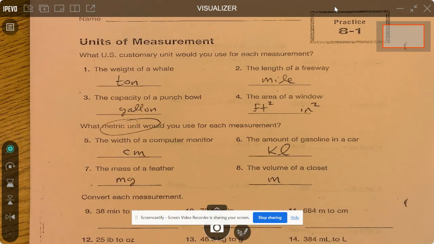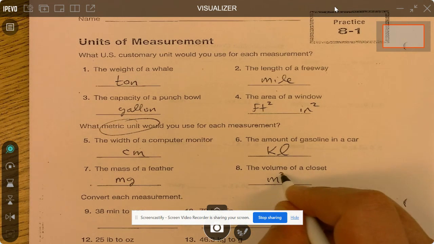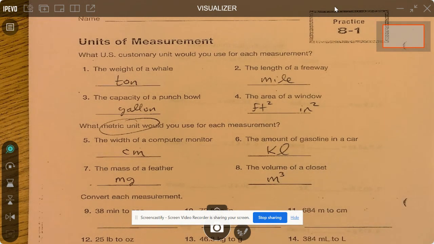Centimeters are like inches. Those are small. I don't think you'd measure your closet in inches. And kilometers are large, like miles. So meters. But since it's volume, we're going to put a little 3 next to it because it's called cubic meters because it's a 3-dimensional answer.